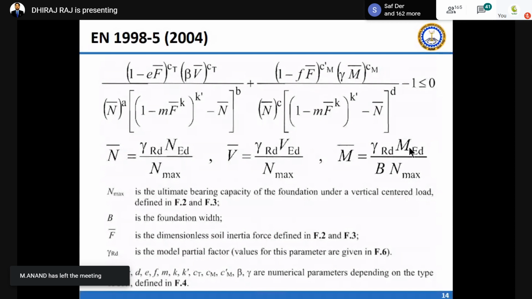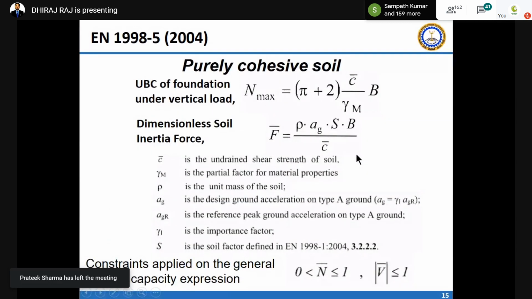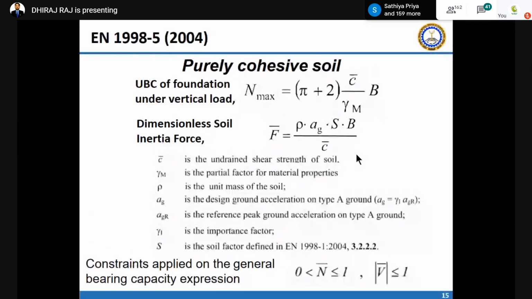So here you can see Nmax is actually the main parameter, which is used to normalize all the design forces. Here we have Nmax, which is pi by 2 C by gamma m, and gamma m I will show you from which table you can get. Then the dimensionless soil inertia force, which is F bar, and here is the explanation of all the terms.